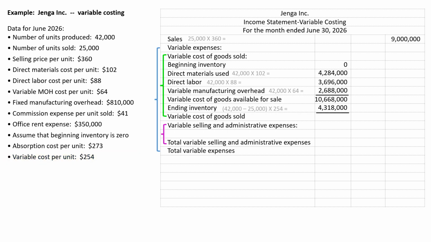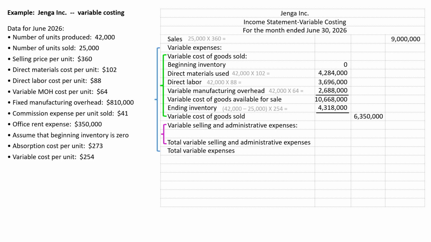Variable cost of goods available for sale, $10,668,000, minus the cost of ending inventory, $4,318,000, gives us variable cost of goods sold, $6,350,000. Notice that we enter this value in column number 2. The reason is that we want both subtotals for variable expenses to show in column number 2.